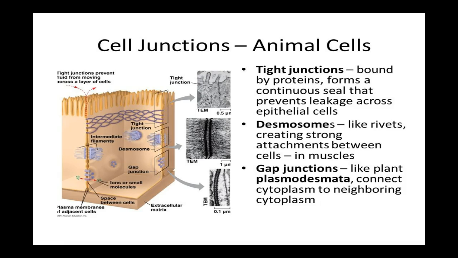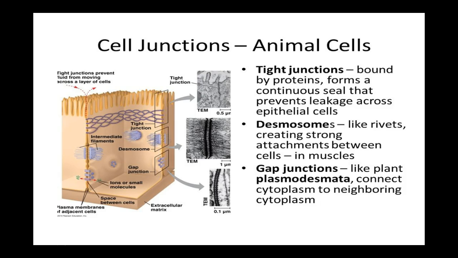Now, different types of junctions in animal cells. I know it seems like we're bouncing back and forth, but animal and plant cell walls, the outer portion, are different. In the animal cell, there are three basic types. You have tight junctions, and what they do is form a very solid bond between cells. Tight junctions resist anything moving through them. You can think of tight junctions as where your skin cells are tightly bonded to each other.